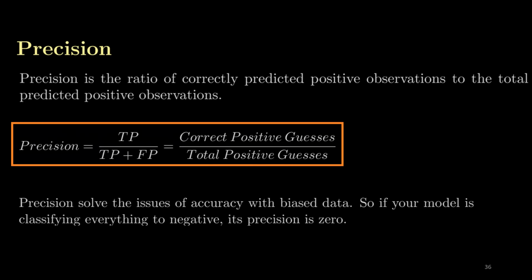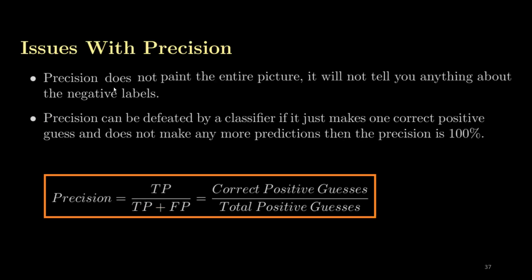After calculating the accuracy, it is important to calculate the precision, especially if the data is biased, where the labels are not equal in number. In that case, accuracy will not be a true representative, so we have to calculate precision as well in order to avoid the misleading value of accuracy. Now, there is also an issue with precision. Precision does not paint the entire picture.